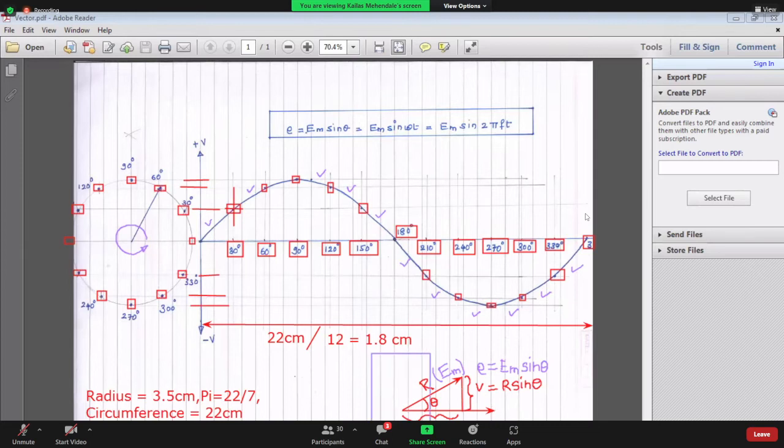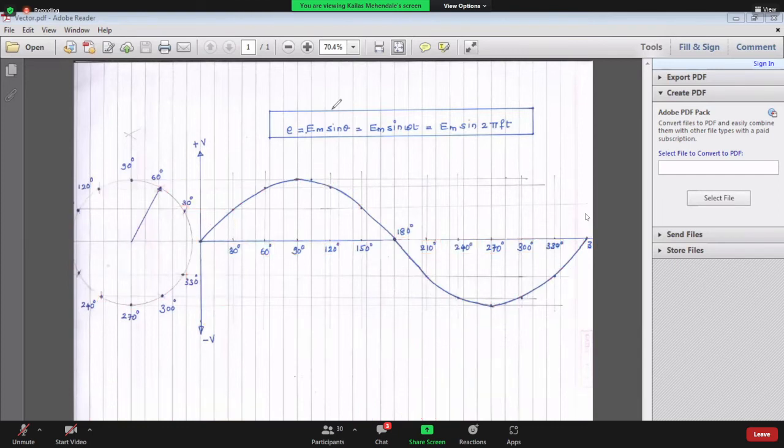So as the vector rotates in anticlockwise direction, its projection on the y-axis will give us the instantaneous value. If this is understood, please type into the chat box: understood. Wonderful.